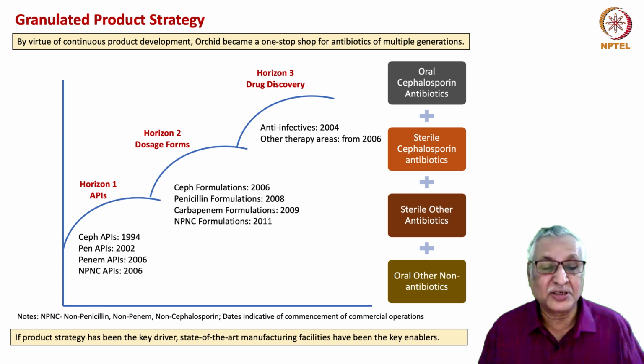NPNC means non-penicillin, non-penem, non-cephalosporin products, and the dates indicated are inclusive of the commencement of commercial production in each case. The granulated product strategy included oral cephalosporin antibiotics, sterile cephalosporin antibiotics, various sterile other antibiotics, and various other oral non-antibiotics. If the product strategy has been the key driver, state-of-the-art manufacturing facilities have been the key enablers.